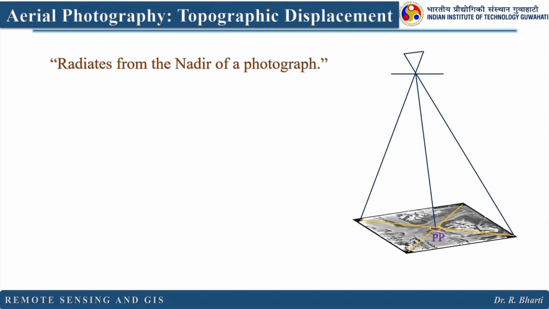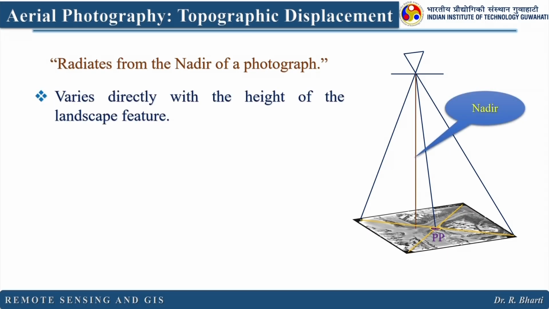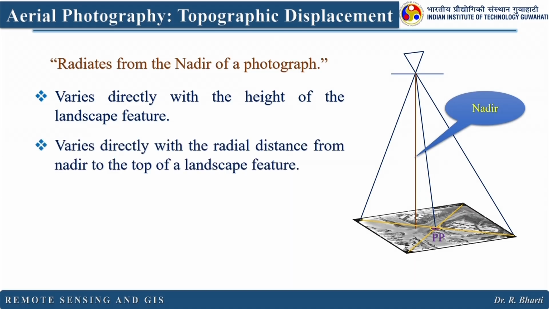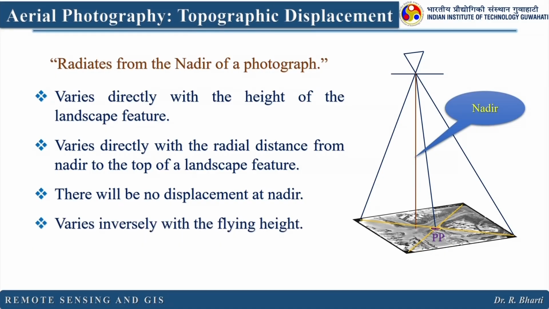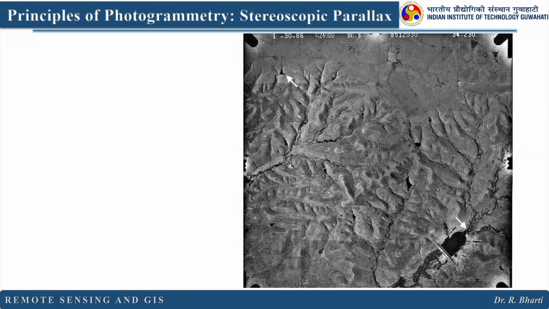The topographic displacement radiates from the nadir of the photograph. So, here we have the nadir. It varies directly with the height of the landscape features and varies directly with the radial distance from nadir to the top of the landscape feature. There will be no displacement at nadir because you are looking just above that. It varies inversely with the flying height, and when you have this, you can always generate 3D images. So, now let us start with parallax. What do we mean by stereoscopic parallax?